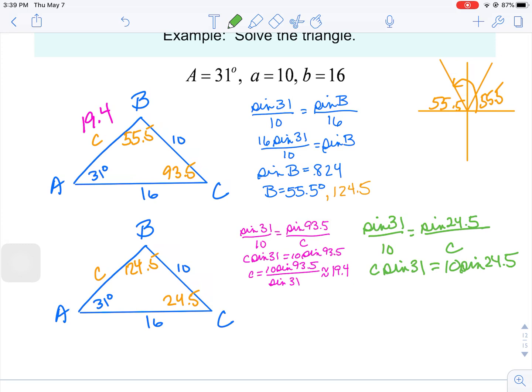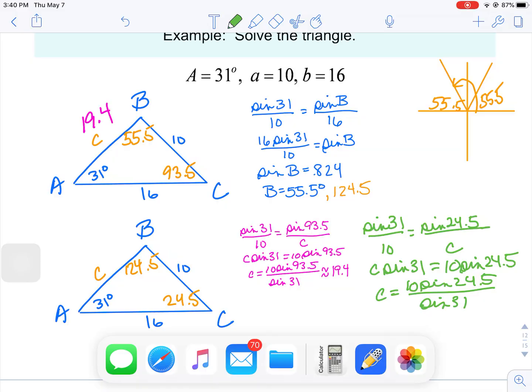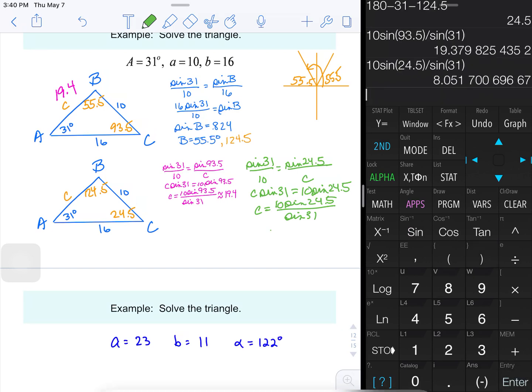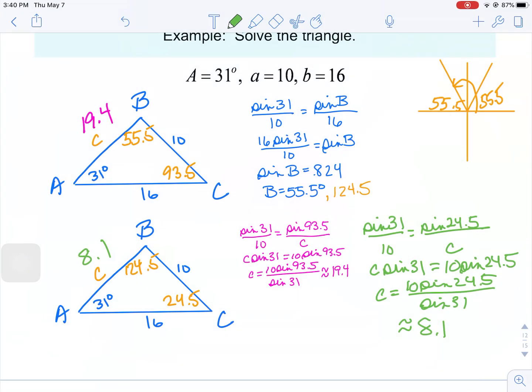Divide both sides by sine of 31. And then use our calculator. So 10 sine of 24.5 divided by sine of 31. So that is about 8.1, rounded to the nearest tenth.